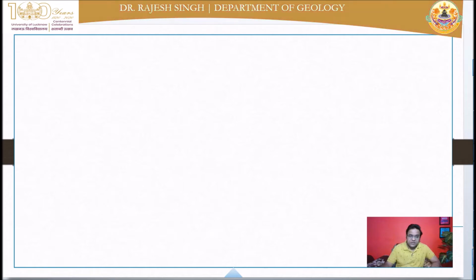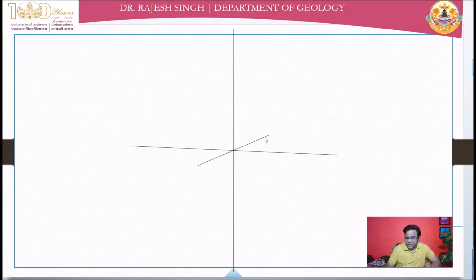First, draw the axes of the cubic system required in clinographic projection, where this is the A1 axis, this one is the A2 axis, and this one is the A3 axis. This one is the positive end of the A1 axis, this one is the negative end of the A1 axis, this one is the positive end of the A2 axis, this one is the negative end of the A2 axis, and this is the positive end of the A3 axis, and this one is the negative end of the A3 axis.